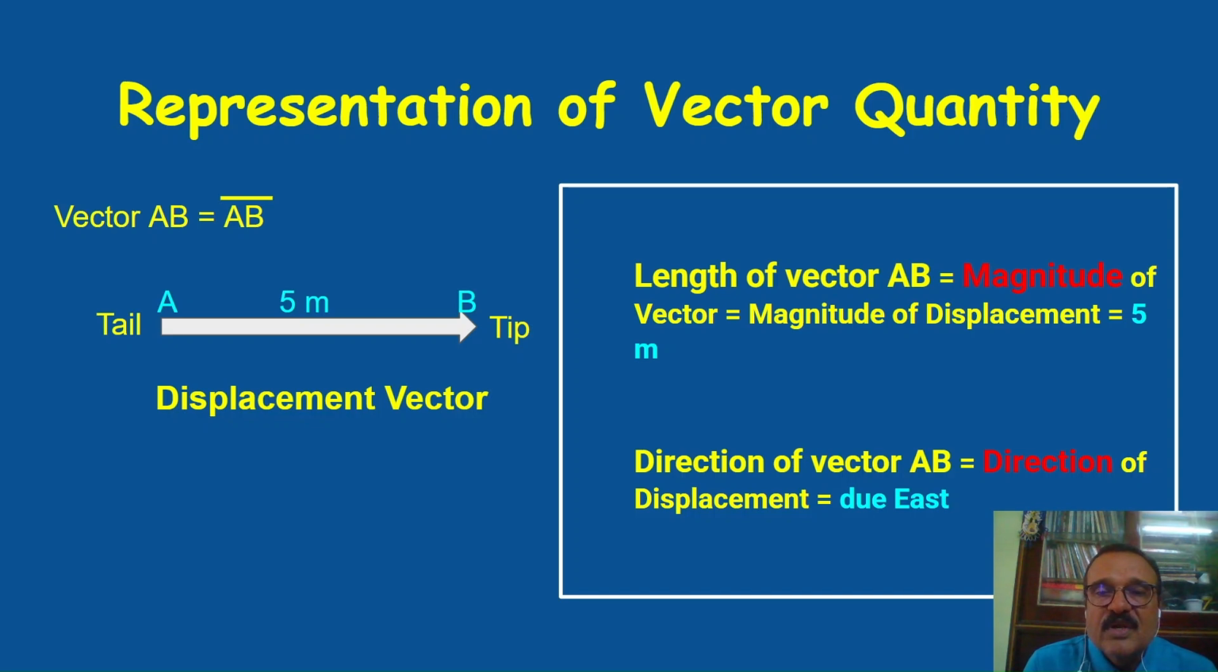Now, length of vector AB is nothing but magnitude of vector. That is, magnitude of displacement of the object, and that is equal to 5 meter. Then direction of vector AB is nothing but the direction of displacement of object, and it is towards east, that is due east.